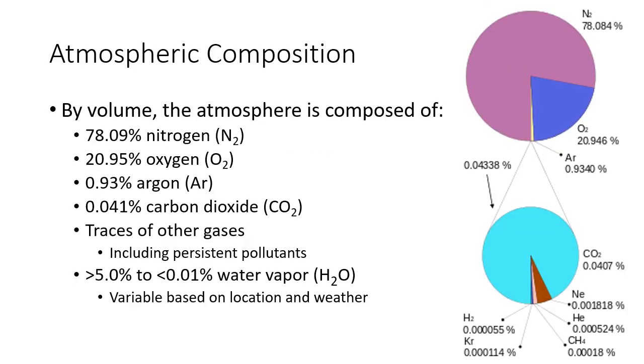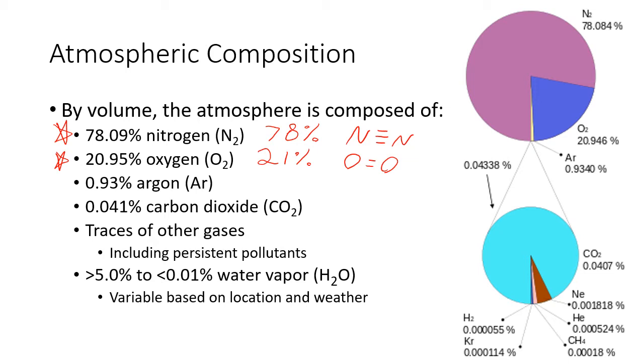In terms of composition, you guys do need to know the major gases in the atmosphere. You do need to know, and this is all by volume. The questions that I have seen are always by volume. It's not by mass or anything like that, but by volume. So 78% of the Earth's atmosphere is nitrogen gas, and that is two nitrogen atoms with a triple bond between them. 21% of the atmosphere is oxygen gas, and that is diatomic oxygen with a double bond.